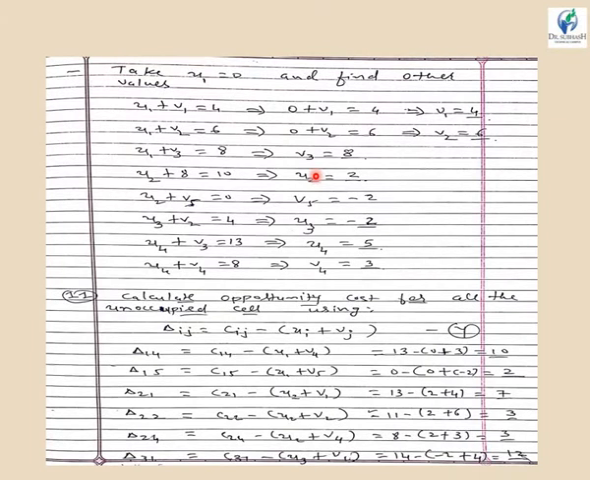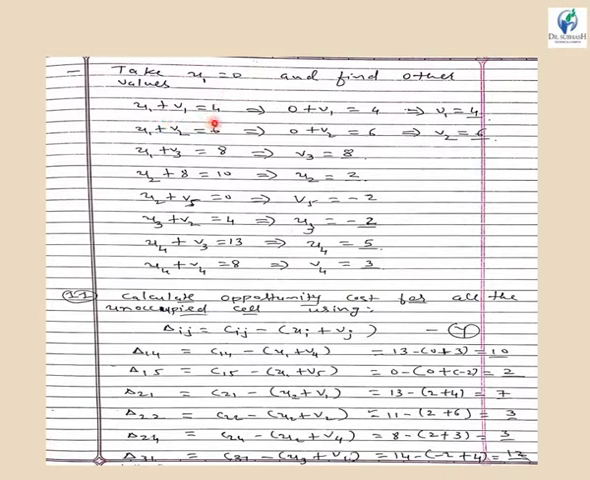Now, as discussed in our previous slide, we will take any one variable equal to 0 and we will find all the other values of ui and vj. I have assumed u1 is equal to 0. You can assume any variable equal to 0. There is no specific rule, but you will have to assume any one variable equal to 0 so that you can find the other variables.